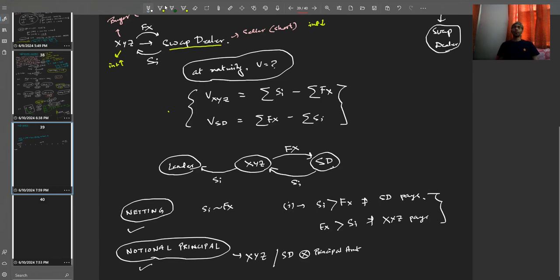Now friends, we'll move to the next category of derivatives, which is contingent claims. And the primary kind of contingent claim is an option. We will try to understand what an option is next.